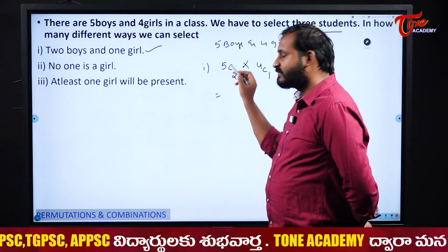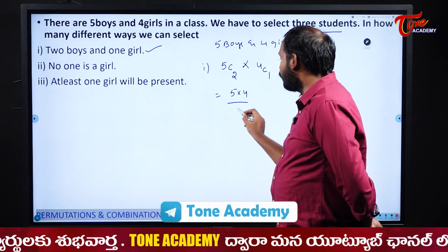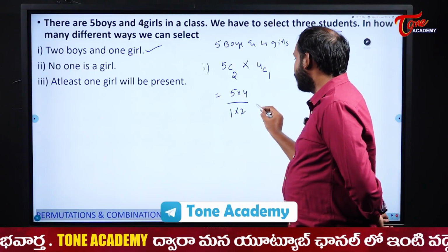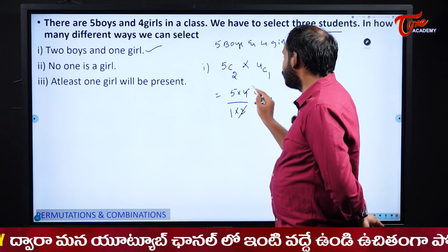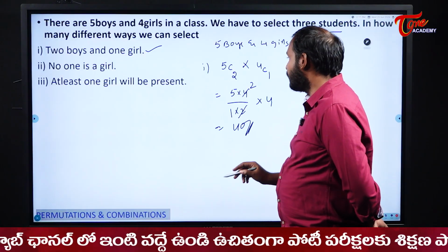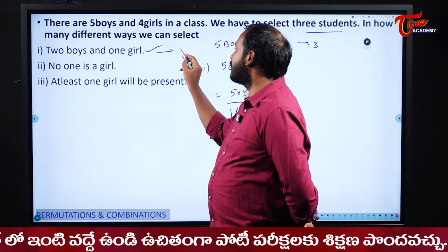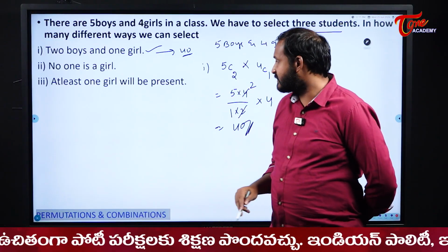So 5C2 means what, students? 5 into 4 by 1 into 2, into 4C1 is 4 itself. So 2 1s are 2, 2 2s are 4... 5 2s are 10, 10 4s are 40. So in how many ways can I select 2 boys and 1 girl? In 40 different ways I can do that one.